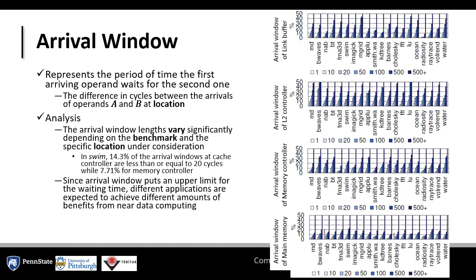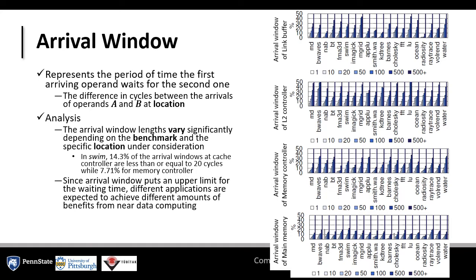Basically, this gives the amount of time that A needs to wait for B so that we can perform near data computation. Now, clearly, we want this time to be small, so that we don't want A to wait too long for B. Now, these plots here give the detailed results for different benchmarks on the x-axis, and on the y-axis is given the distribution of the arrival windows for different hardware components.